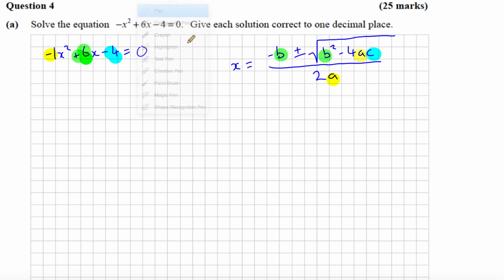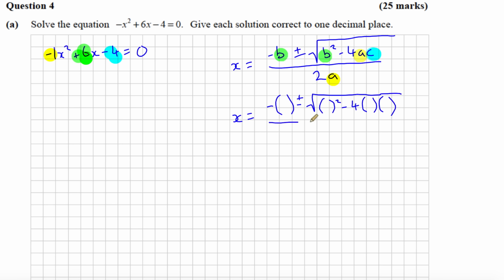So when we're doing this question, all we do is we replace all of these letters with brackets. So we get minus a bracket plus or minus the square root of a bracket squared minus 4 multiplied by a bracket and another bracket. Make sure that's all under the square root sign, and that's all over 2 multiplied by a bracket. So now we can just put our values in.